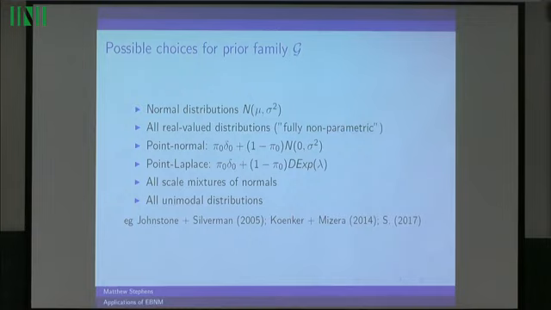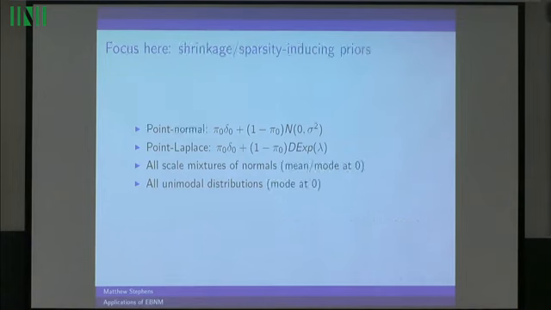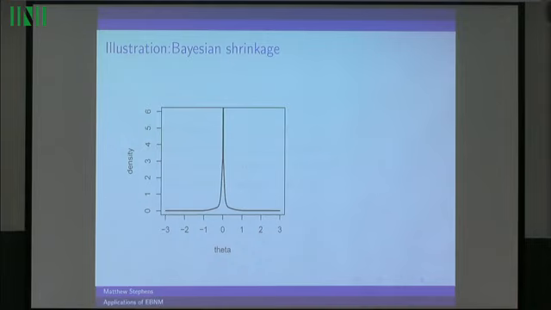I'll say more about those later, but just some key references. Johnson and Silverman make use of this as well as other prior distributions, and Kunke and Misera do the fully non-parametric case, and I've got a paper where we look at these more non-parametric but shrinkage-based priors. All these come with software for fitting these models, and I'll talk a bit more about how it's done in a moment. So the focus is on the shrinkage or sparsity inducing priors.